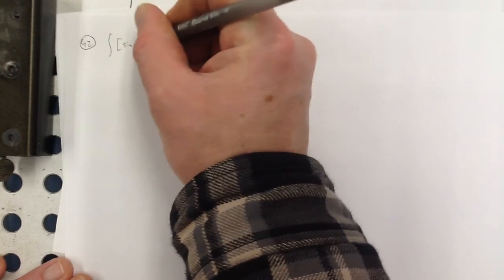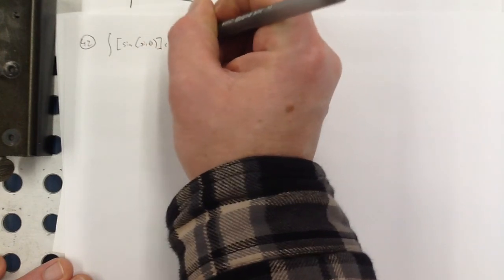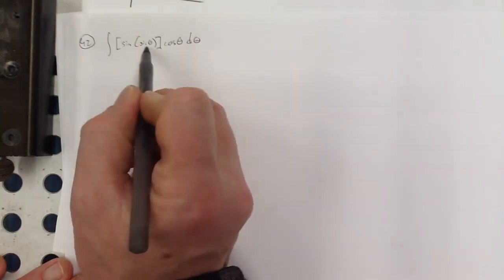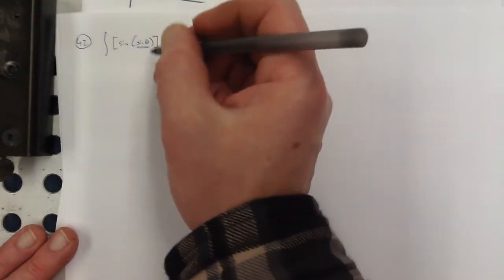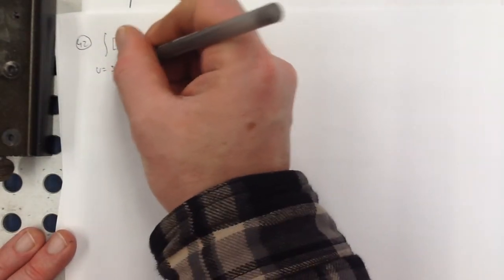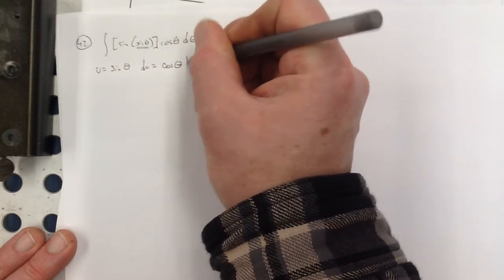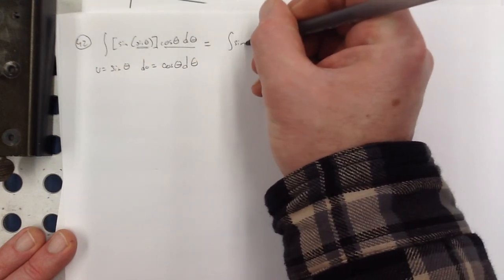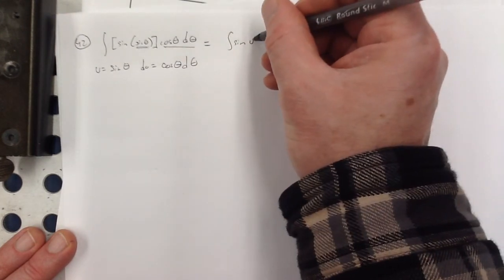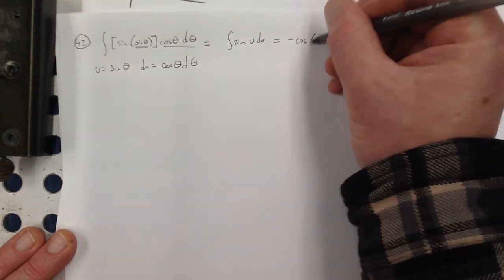So sine of theta times the cosine of theta. Now this definitely feels like it has a what's inside. This is more inside than anything else, so I'm going to go for that. Sine theta du is equal to cosine theta d theta. Oh. So that's going to be sine of u du. The antiderivative of that is negative cosine of u.